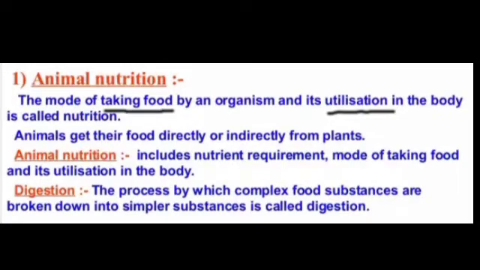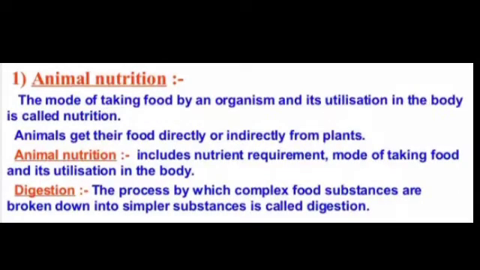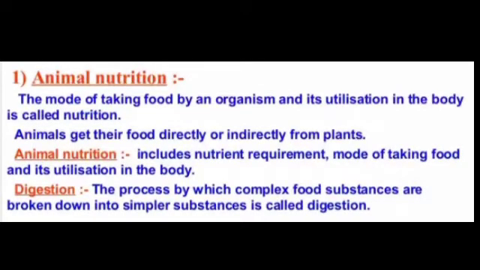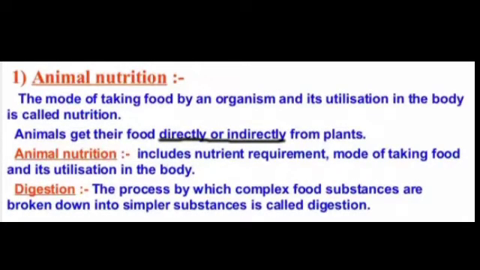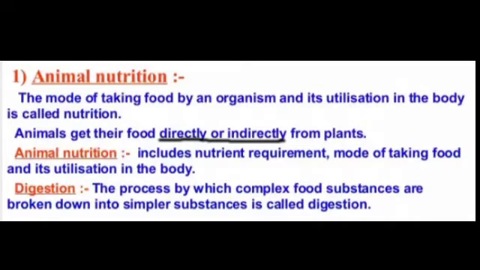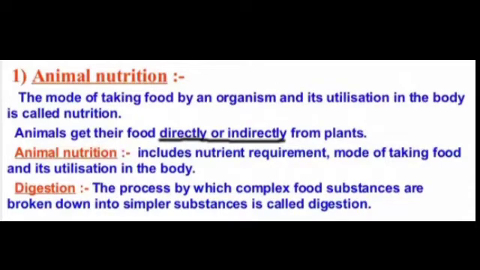Definition of animal nutrition: the mode of taking food by an organism and its utilization in the body is called nutrition. Animals get their food directly or indirectly from plants. Let us understand how they depend directly or indirectly. Animals that depend directly on plants are herbivores. Herbivores are grass-eating animals. Examples: cow, goat, sheep, etc. They eat plants and get nutrients directly from the plants.